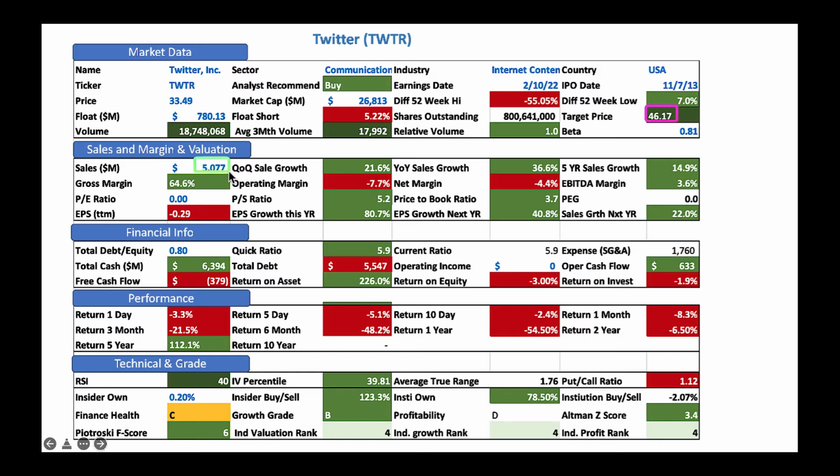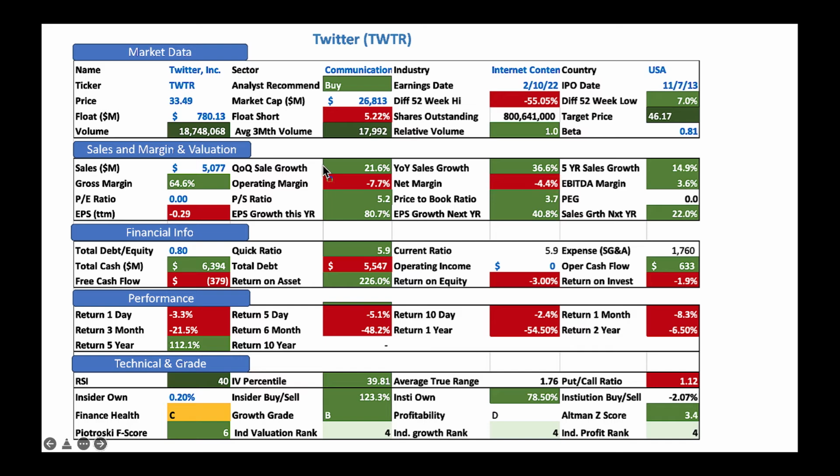That's a nice gross margin. That's good here. Look, net margin is negative. Right now net margin is negative. Wall Street does not like negative net margin companies, but I think they can turn a corner here. It's barely negative. If they can turn this to positive, that's a huge impact.